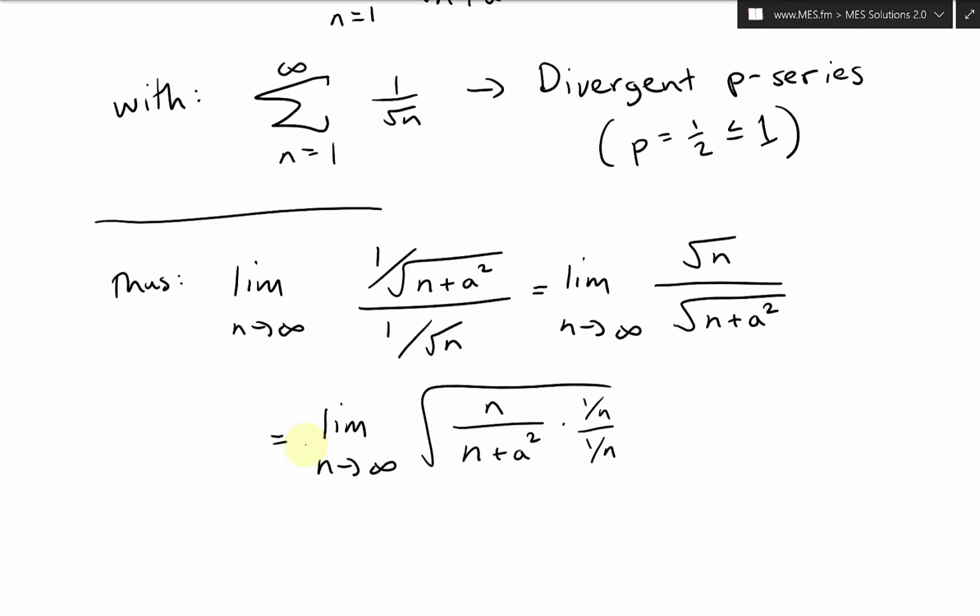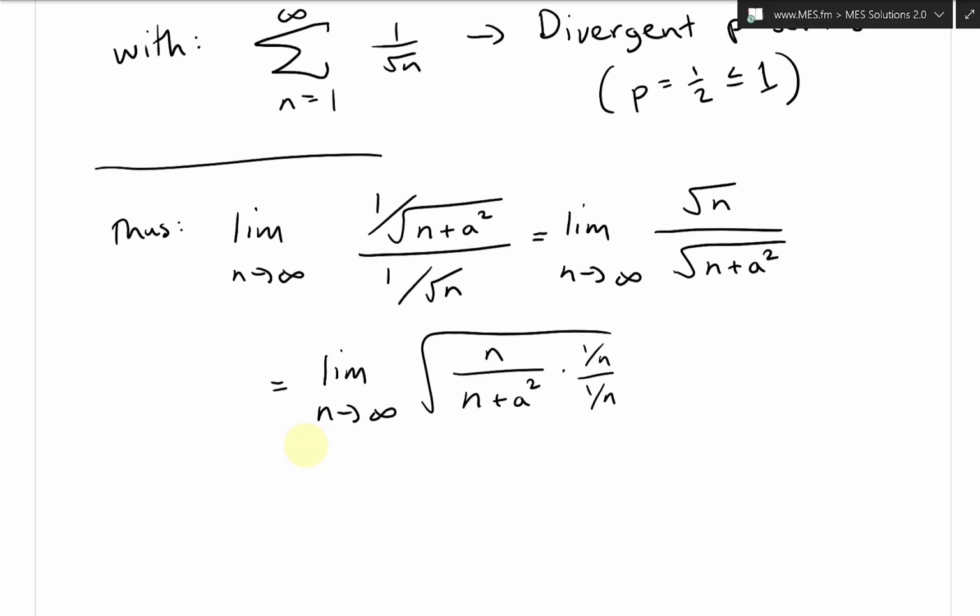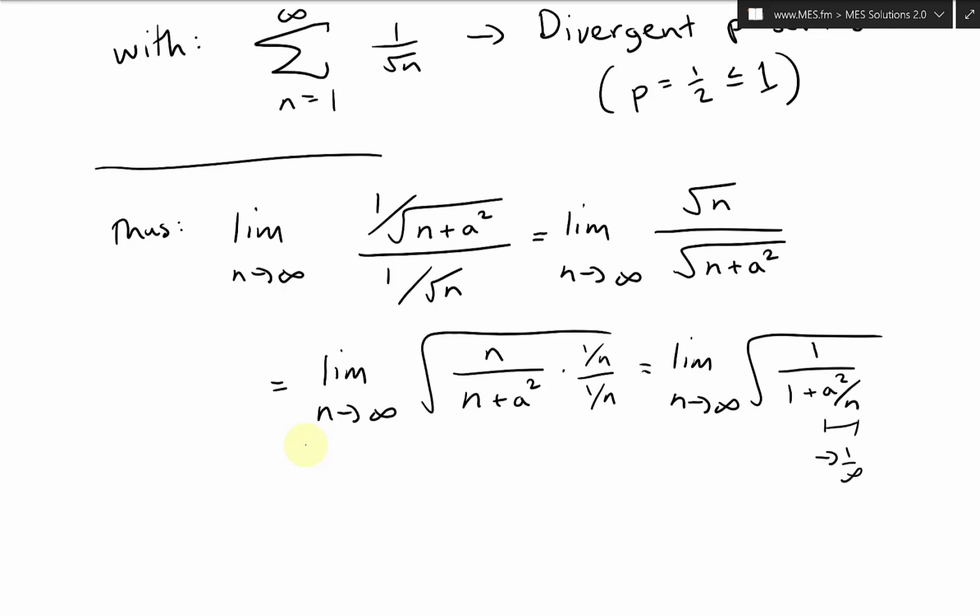Now this equals the limit as n approaches infinity of square root, and then the top becomes 1, the bottom becomes 1, then this one becomes a squared over n, like that. And then this part right here approaches 1 over infinity, which approaches 0. So then this equals square root of 1 over 1 plus 0, which equals square root of 1, everything's just 1, so it just becomes 1.